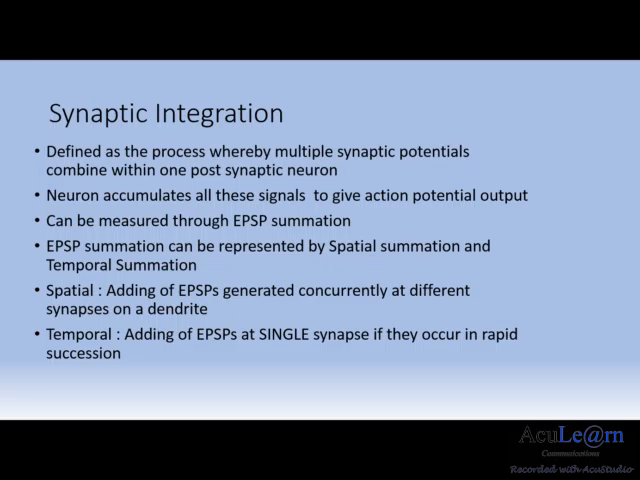Spatial summation is the adding of EPSPs that are generated concurrently at different synapses on the dendrite. Temporal summation is the adding of EPSPs that are generated upon the same synapse if they occur in rapid succession with little to no delay between them, within a span of 1 to 15 milliseconds from each other.